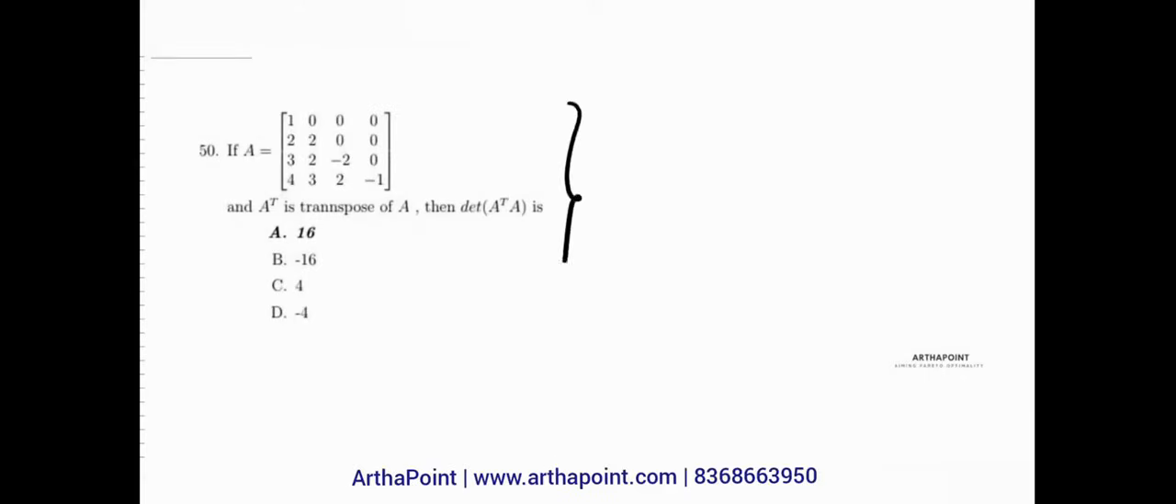This is DSE 2020, question number 50, MA Economics. Let's see what the question is saying. It says you're given a matrix. The matrix that is given to you is a lower triangular matrix. And now what it is asking is to go ahead and to find the determinant of this.